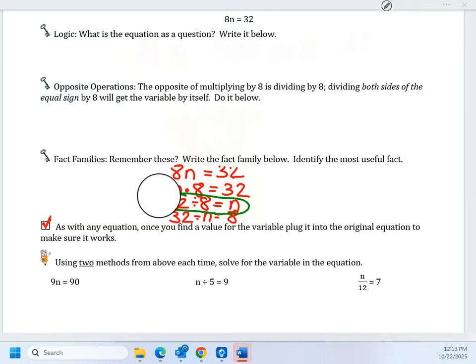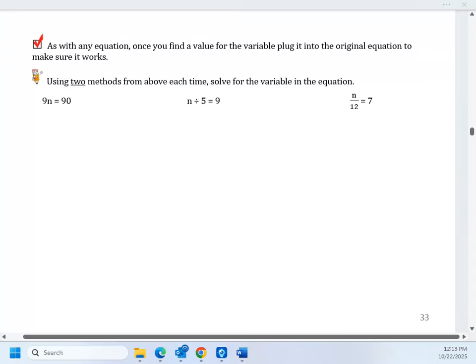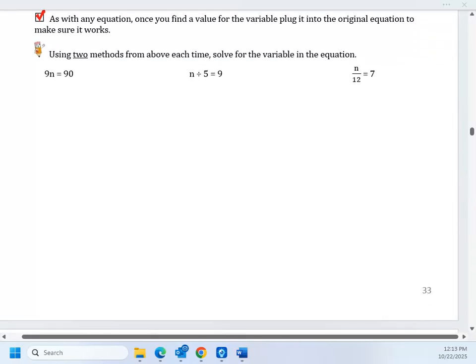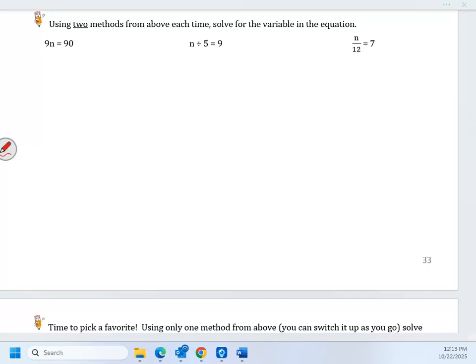So, let's look at what we have to do today. As with any equation, once you find the value for the variable, plug it into the original equation and make sure that it works, make sure it's balanced, that it's a true solution. Just like yesterday, we have to use two methods from above and solve for the variable. For our 9n equals 90, we're going to do all three ways because we're doing it together. Who can tell me one way? Laurel. So what would my question be?